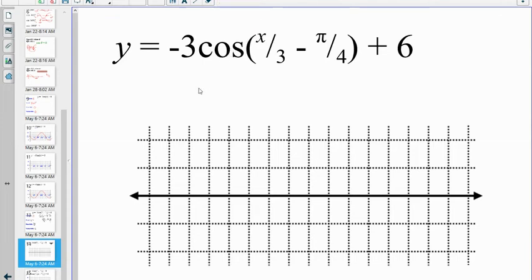Sorry about that. So here is the graph that we are trying to do. As always, figuring out what our horizontal and vertical scales look like.